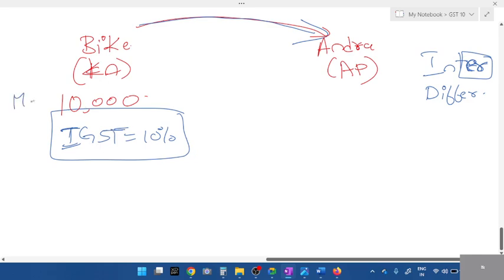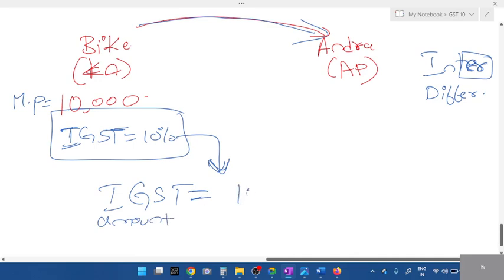Sometimes they'll confuse you. They'll give you mark price is 10,000. IGST is 10%. Calculate GST. Do you think the GST will change or be the same? It's the same. Just to confuse you all, they'll say that. But GST is the same. How will you calculate? You just calculate like this. GST amount is equal to 10,000 into 10 by 100. What's the answer? 1,000, right?